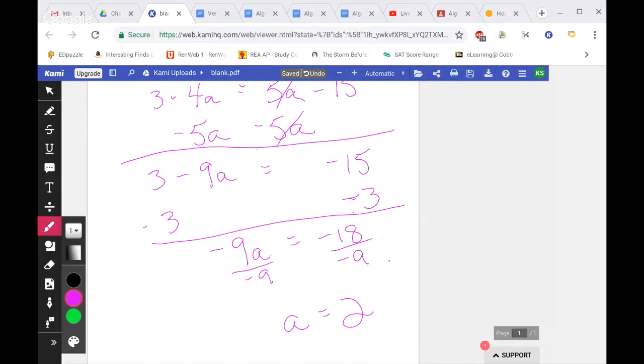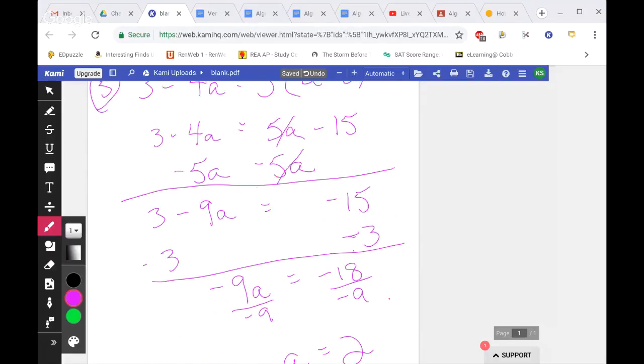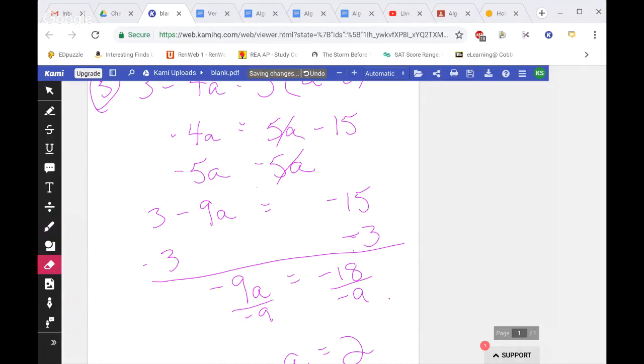Okay. Big thing to remember is just make sure you distribute to both things in the parentheses, and that you watch your plus and minus signs when distributing and when moving things from one side of the equal sign to the other. Okay.